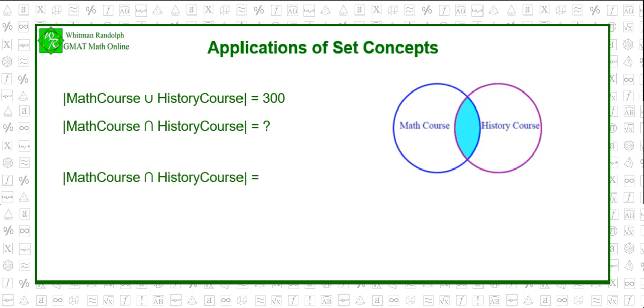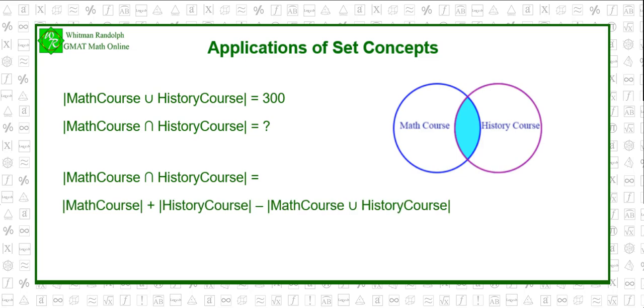Here's the formula for the intersection of these two sets. The cardinality of math course intersect history course equals the cardinality of math course plus the cardinality of history course minus the cardinality of math course union history course. We can calculate the desired cardinality by adding together the number of students who are individually taking each of the two courses, 135 and 210, and subtracting the total number of students, 300.